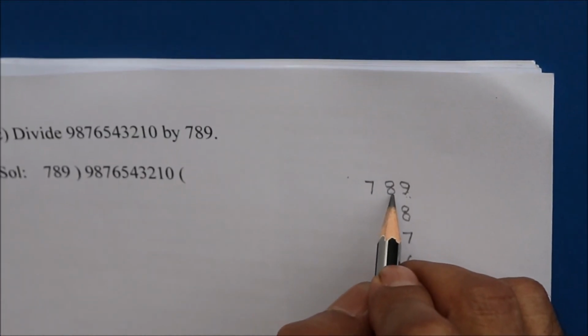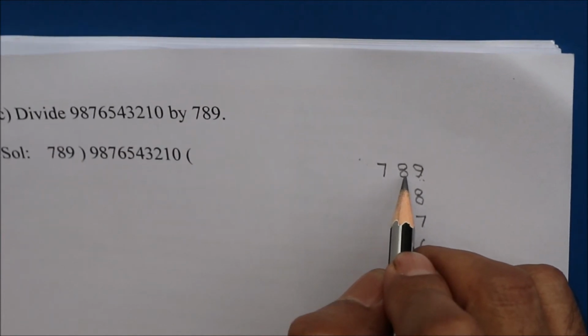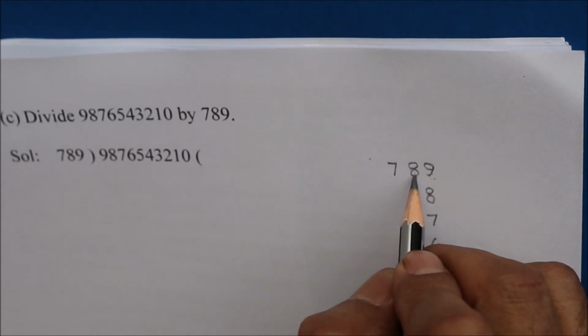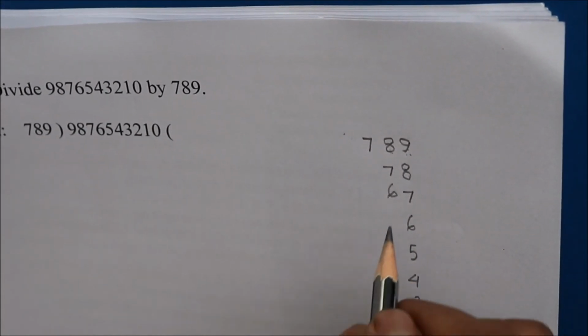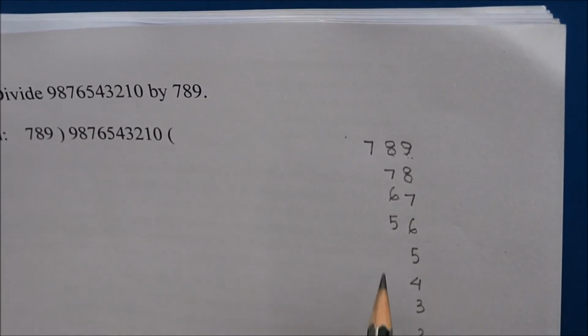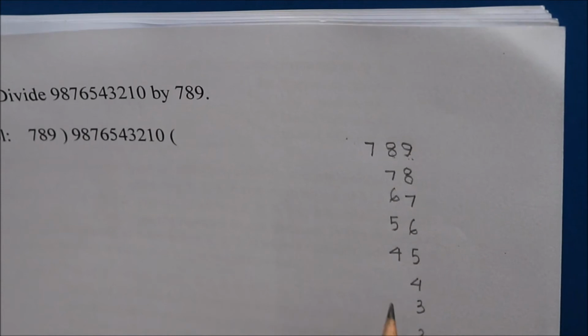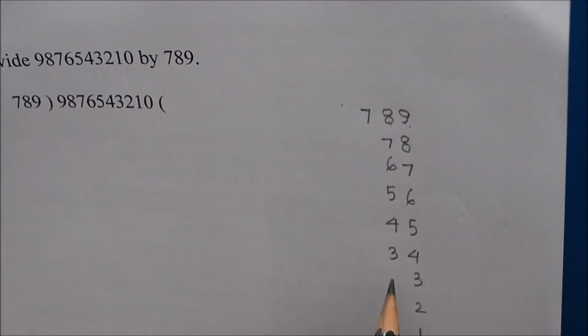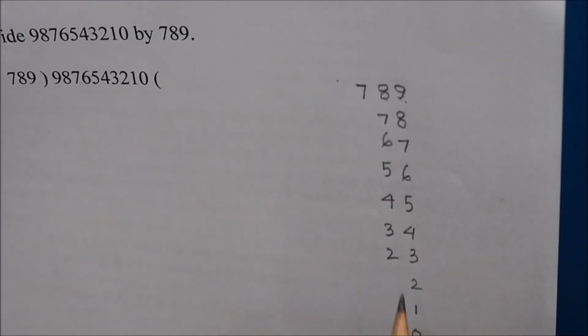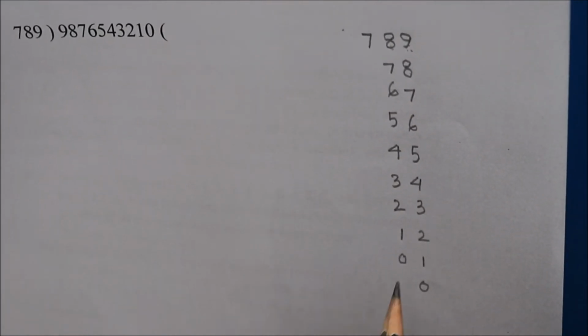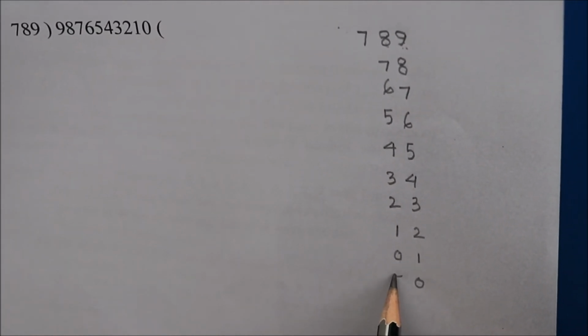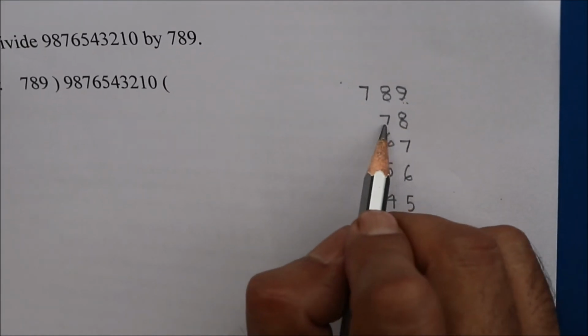8 plus 1, 9. Plus 9 minus 1. 8 minus 1, 7. 7 minus 1, 6. 6 minus 1, 5. 5 minus 1, 4. 4 minus 1, 3. 3 minus 1, 2. 2 minus 1, 1. 1 minus 1, 0. 0 plus 9, 9. 7 is less than 8.